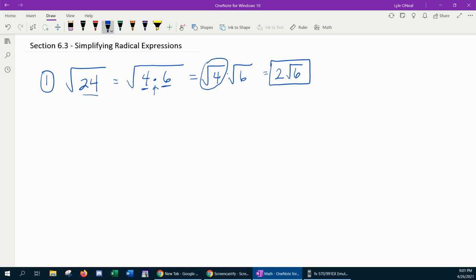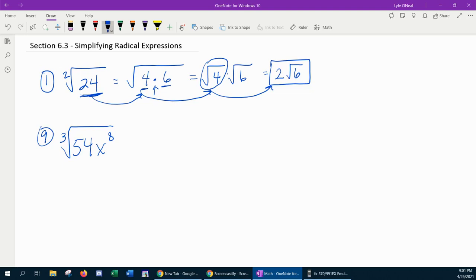So do you understand the objective here? The objective is to take what's under the radical. If it's a square root, you want a perfect square factor. And that then can simplify by taking the square root.